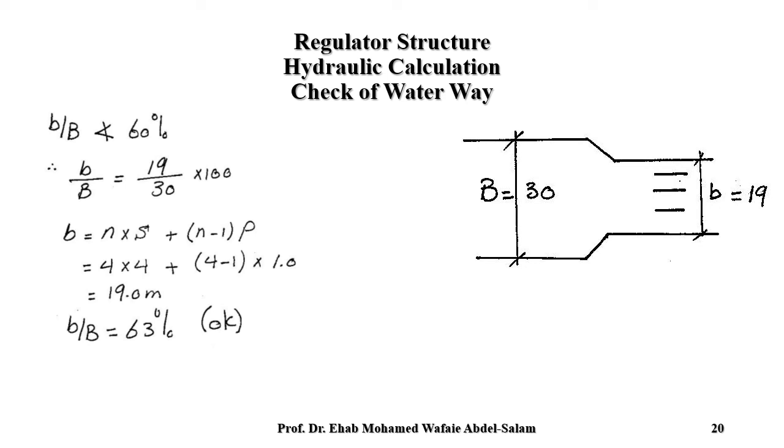We can calculate B. In this case, B over B capital is 63%. That's okay.